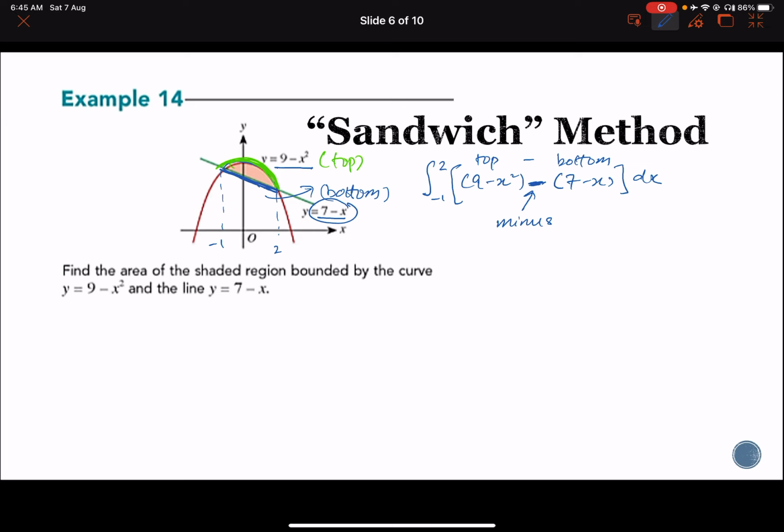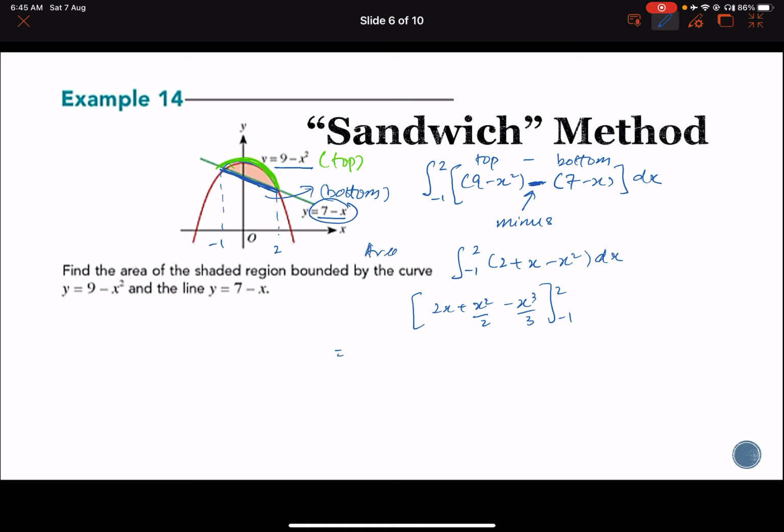So you continue like per normal. You will notice that 9 minus 7 gives you 2. So you're going to integrate between negative 1 and 2: 2, the negative becomes positive, plus x, and minus x squared as usual. Okay, so we're going to integrate this. What we have is 2x plus x squared over 2 minus x cubed over 3, between 2 and negative 1. Alright, so putting in the values.